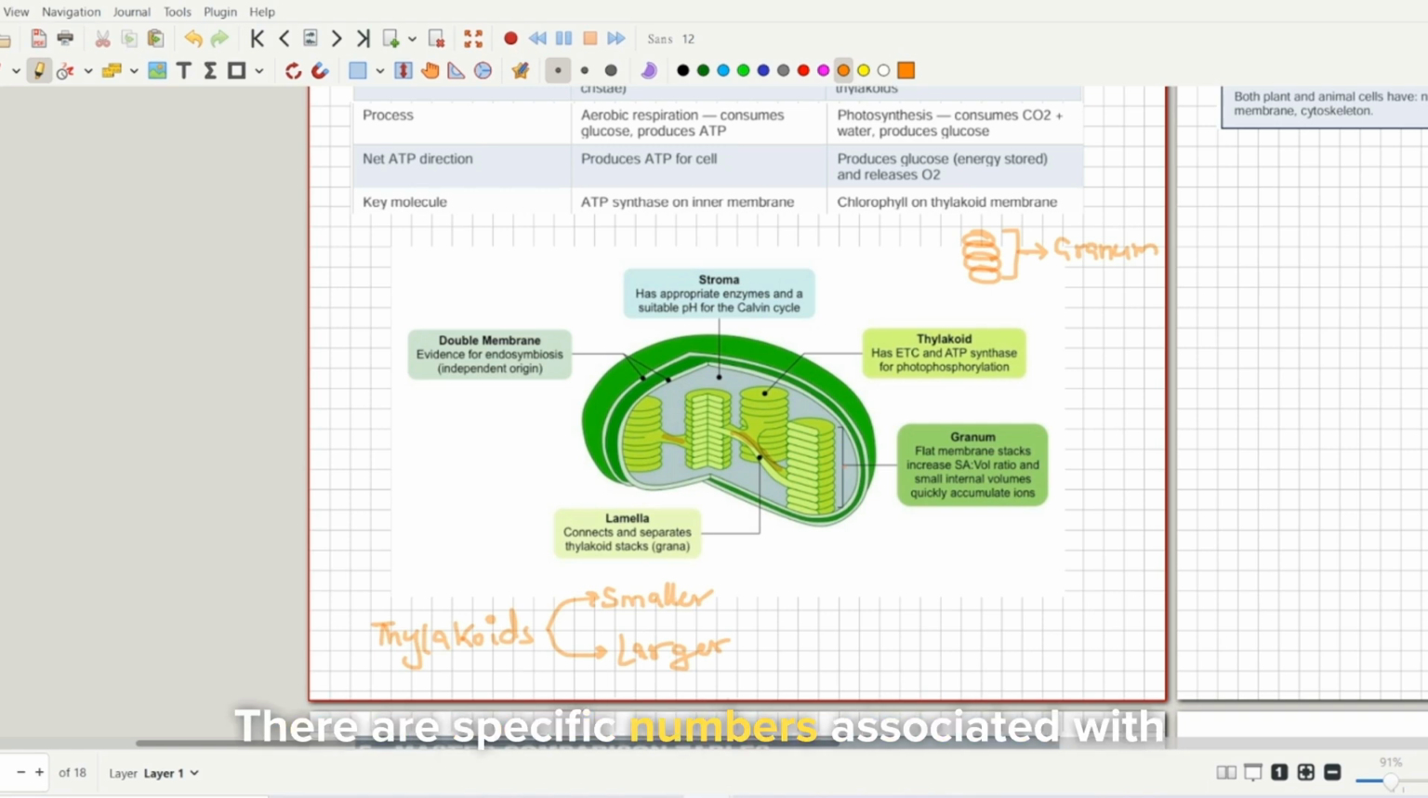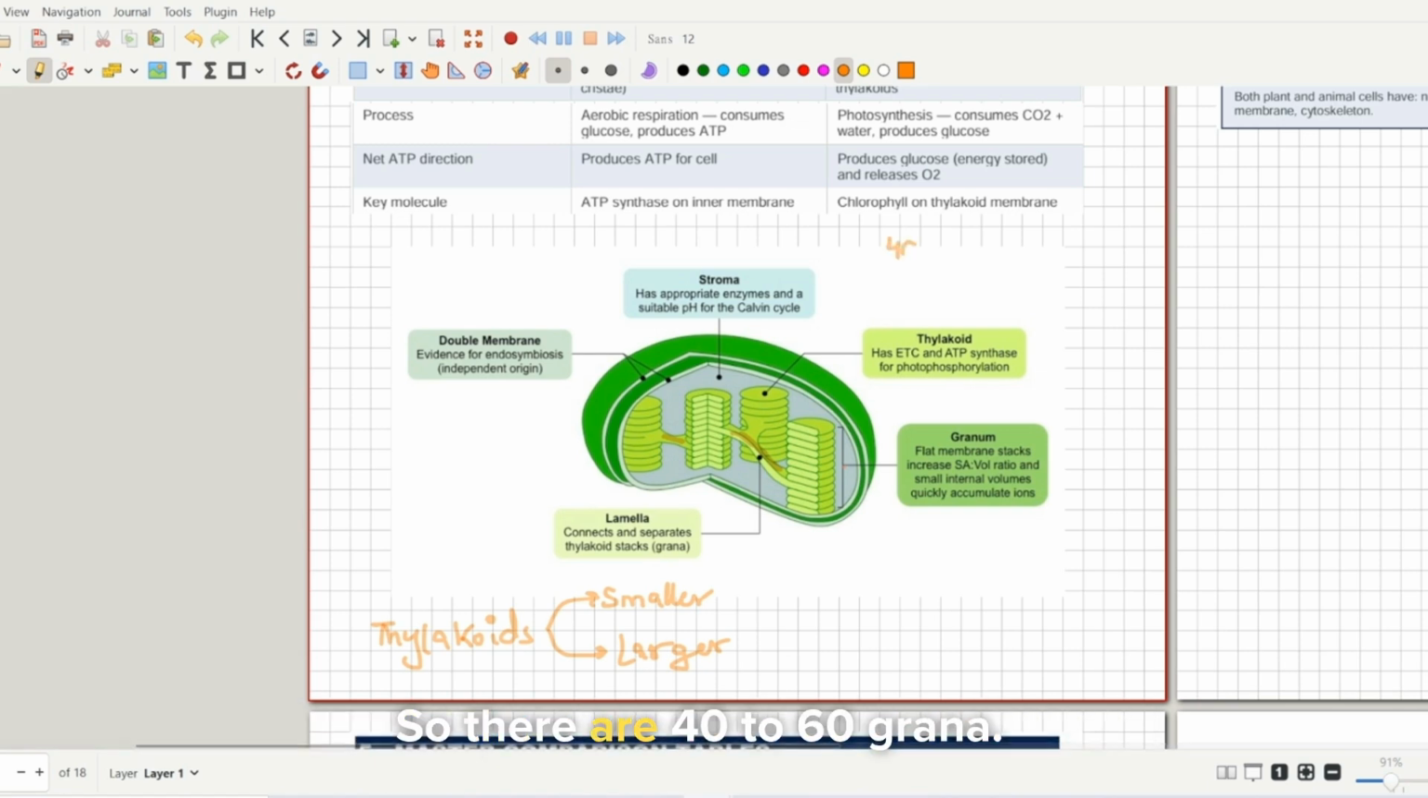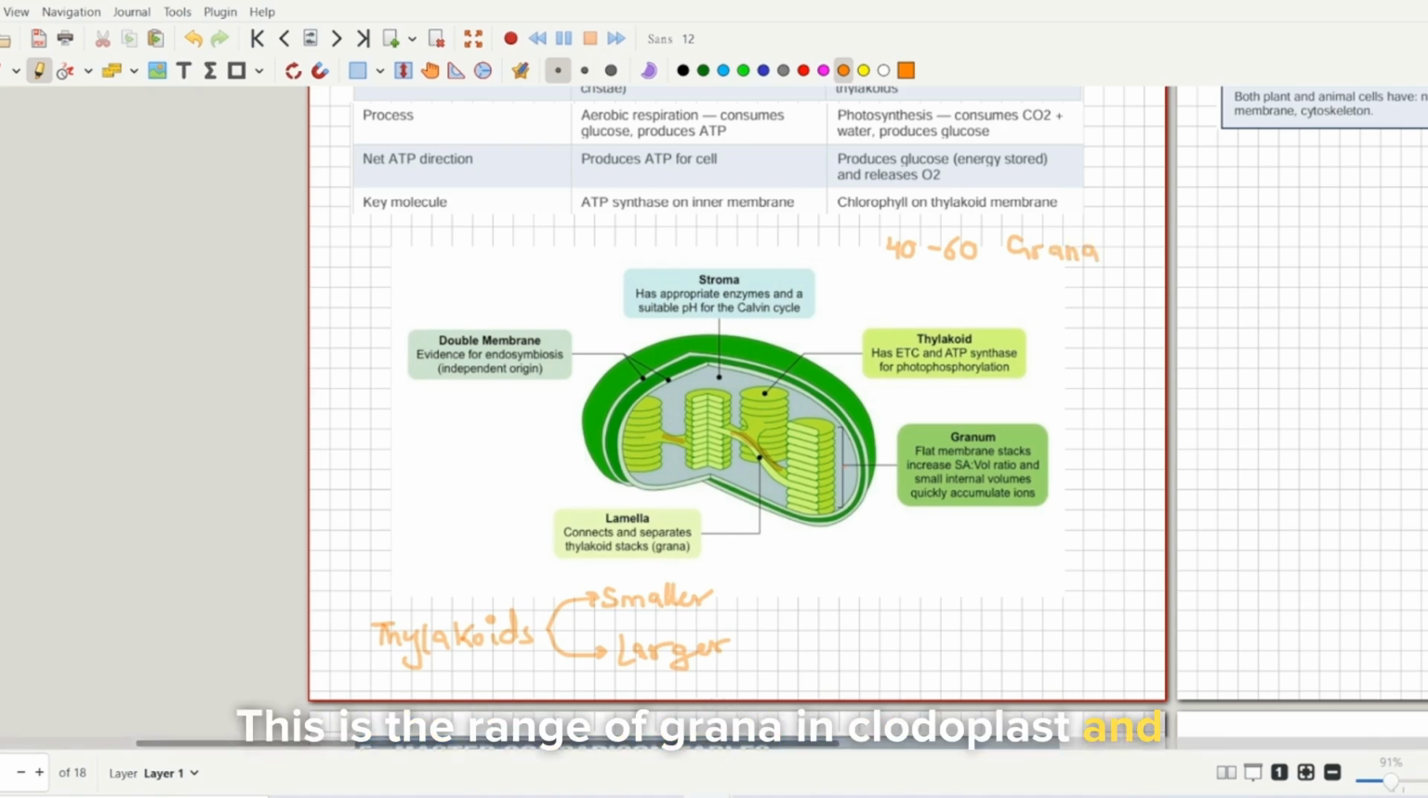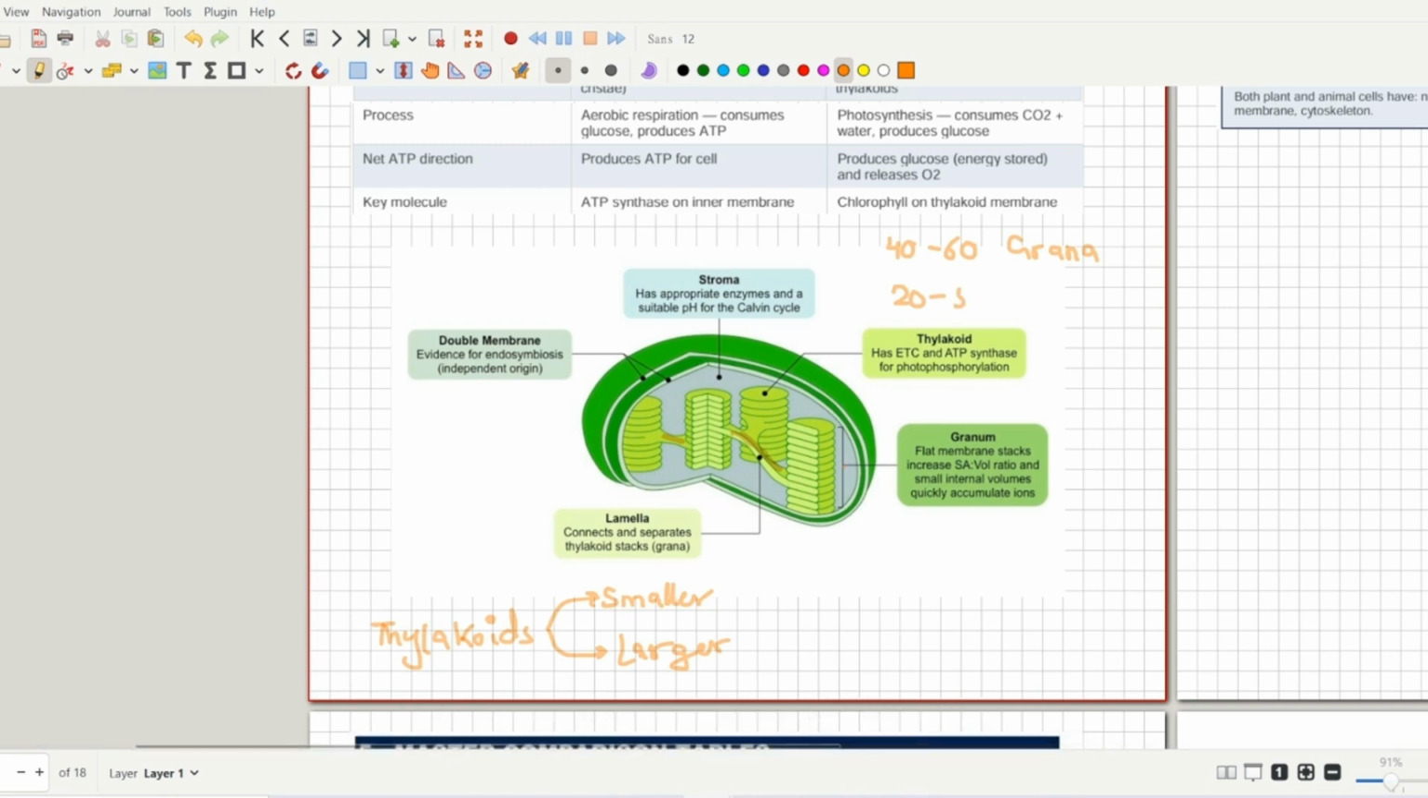There are specific numbers associated with these. What are the specific numbers? These numbers are different, just like I talked about before. They could be different at Pearson, different at Cambridge, and different high school books have different numbers. So I wrote down the range. There are 40 to 60 grana in a chloroplast, and then you can have 20 to 50 thylakoids.